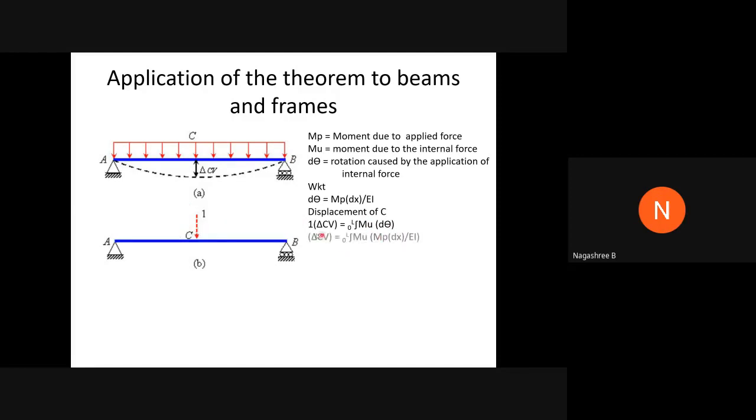So here, delta CV, 1 into delta CV, is the value due to the unit load, equal to mu multiplied by d theta. We know it as Mp multiplied by dx into dx divided by EI. So this is the value of the displacement of C, which is caused due to the application of the real force as well as the virtual force of magnitude equal to 1. Is it clear, all of you?